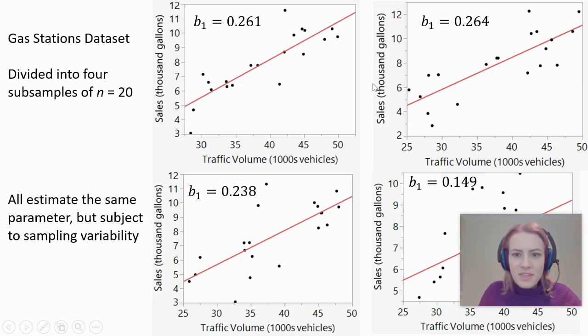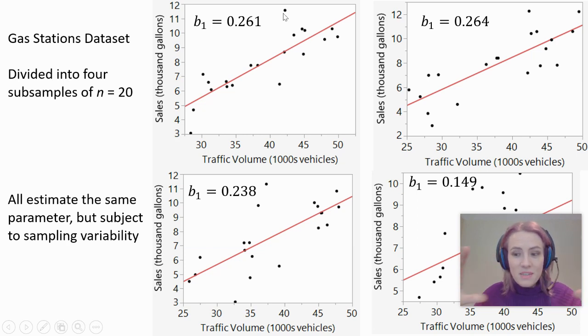So these 4 scatter plots each represent 20 of the gas stations, and then I fit a regression line to each one. Notice the sample slope changes, in most cases staying pretty similar. It's like 0.261, 0.264, those are pretty close. But sometimes getting farther away, like in the bottom right, 0.149, that one's pretty far away from the rest. So we just have to be cognizant that our sample regression line slope is merely an estimate of the true population regression line slope. Hopefully we're close to the true value, but we may or may not be.